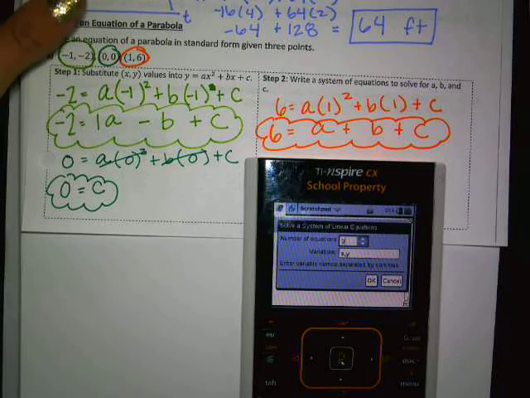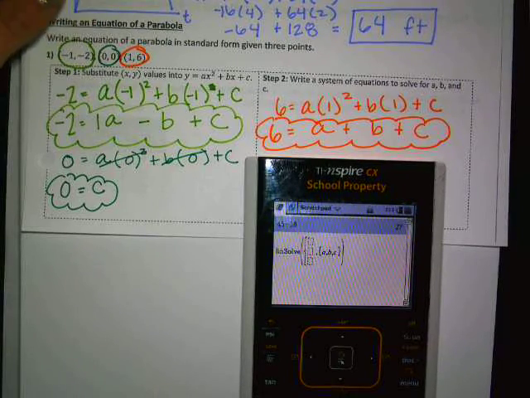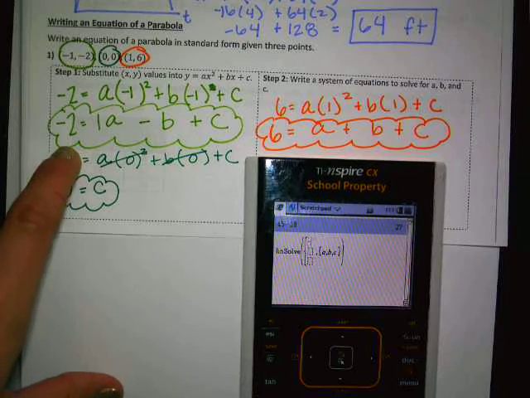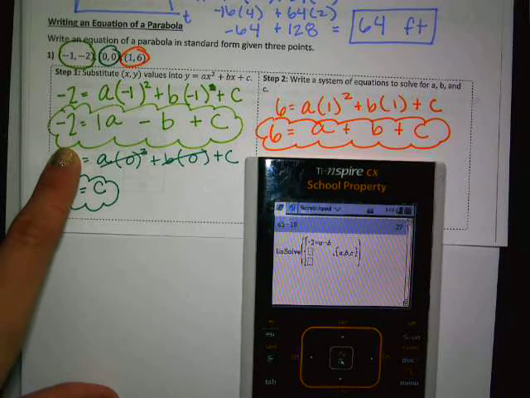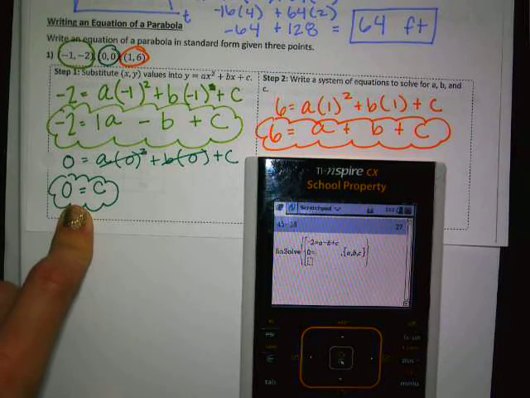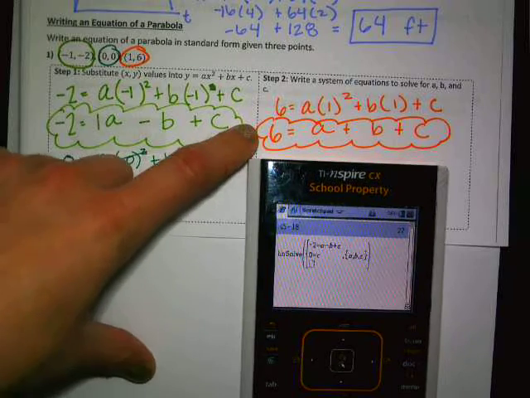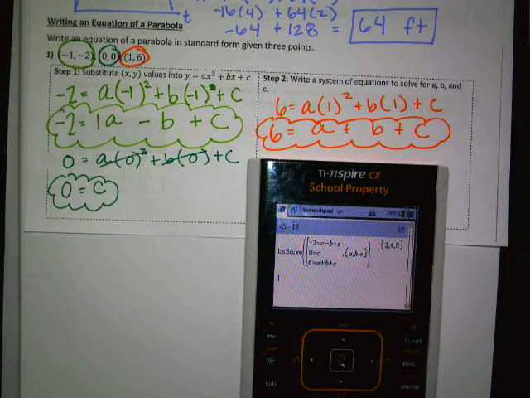All right, so I have 3 equations. My letters are A, B, and C. And now I'm just going to type them in. Negative 2 equals A minus B plus C. 0 equals C. And 6 equals A plus B plus C. Hit enter. And I get 2, 4, 0.